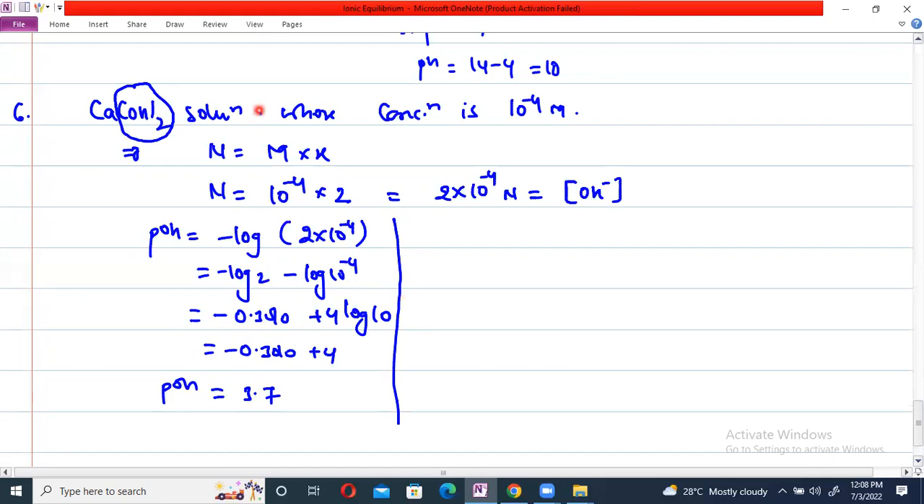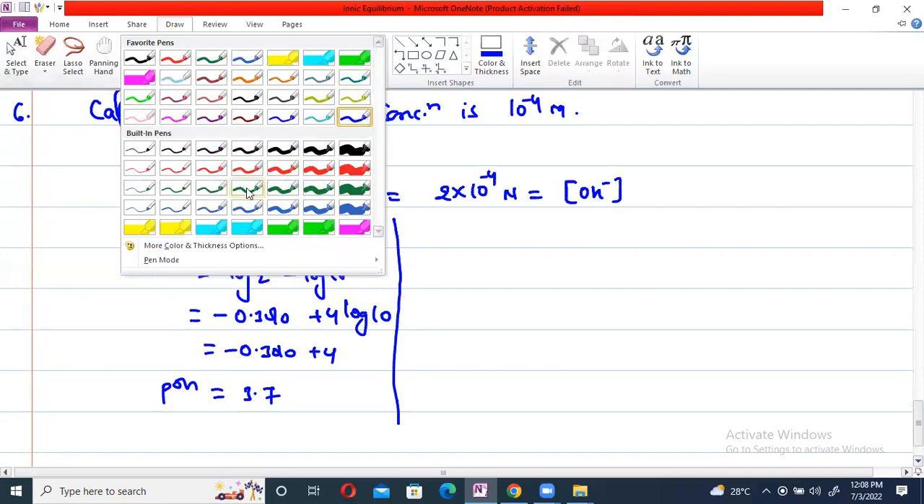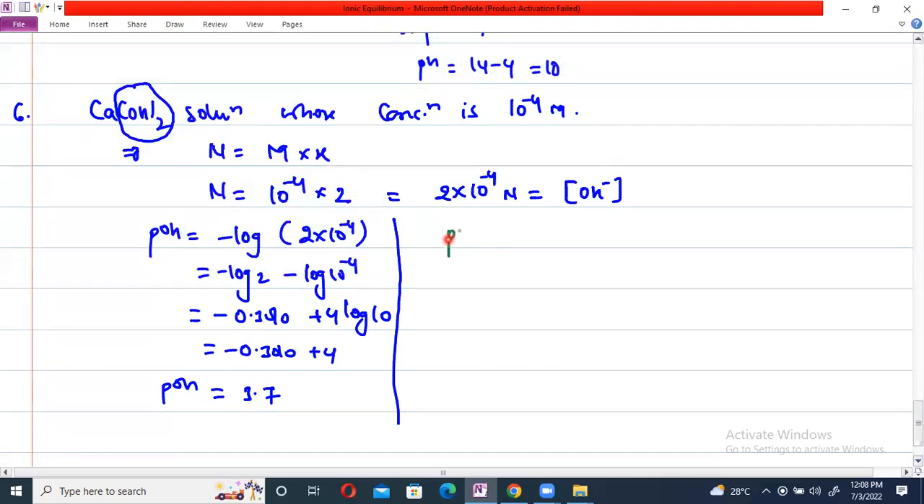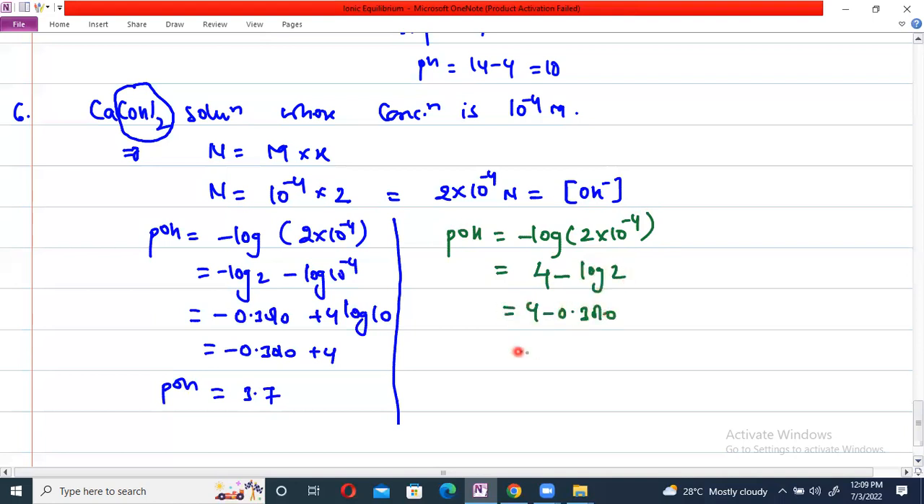But now I will tell you one shortcut method to solve this kind of numerical. What is the shortcut method? Suppose we are having pOH equal to minus of log 2 into 10 to the power of minus 4. Just do one thing. Whatever we are having, see 2 into 10 to the power of minus 4: directly the power should be written as a plus, and minus of the log of the number should be written in this way: 4 minus 0.3010. It becomes 3.7. It is the pOH. But they asked to get the pH.